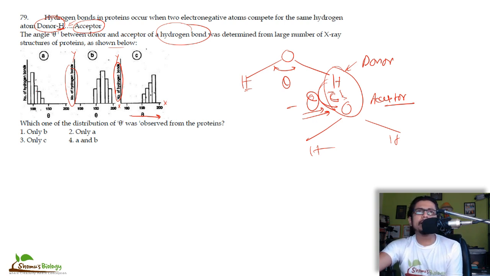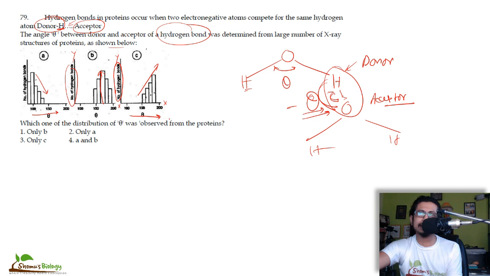As per graph number 1, as the degree of angle increases, the number of hydrogen bonds decreases. As per the second graph, there is an optimum value for the angle that has the maximum hydrogen bonds, and both the extremities will have a lower number of hydrogen bonds. And the third graph represents that if we increase the angle theta, more hydrogen bonds will form. Now this is a make or break question. That means either you know the answer or you don't.